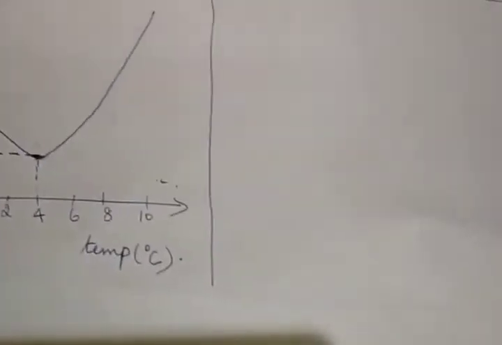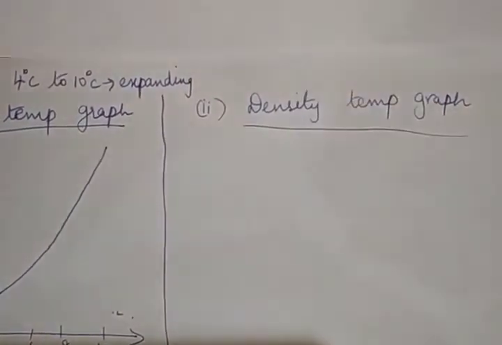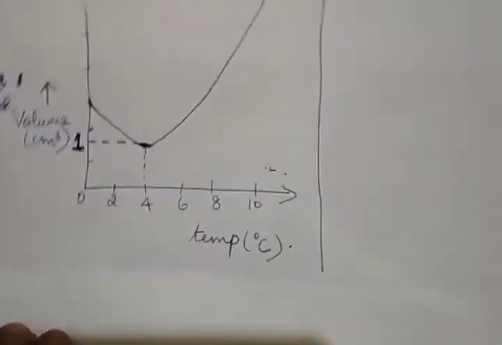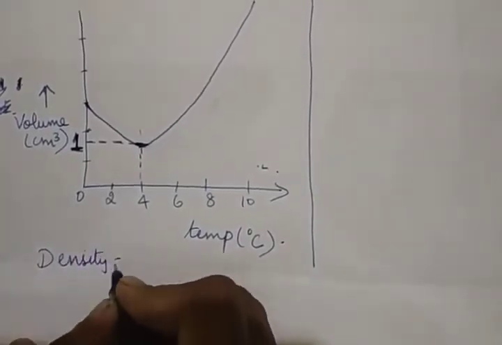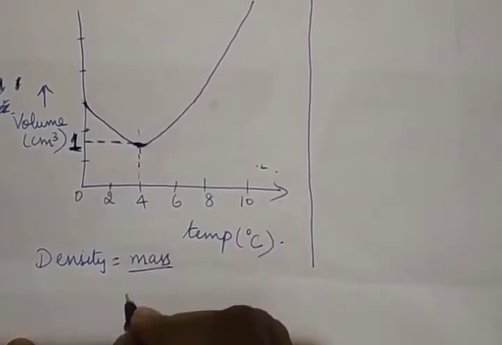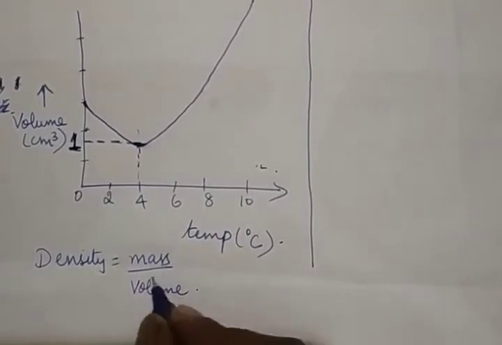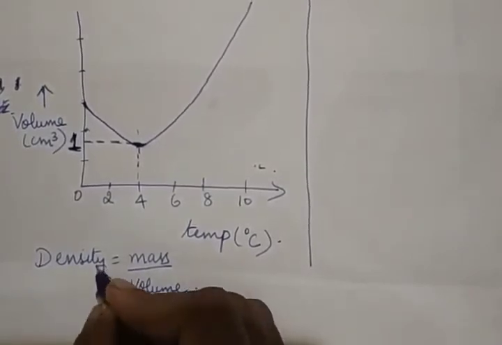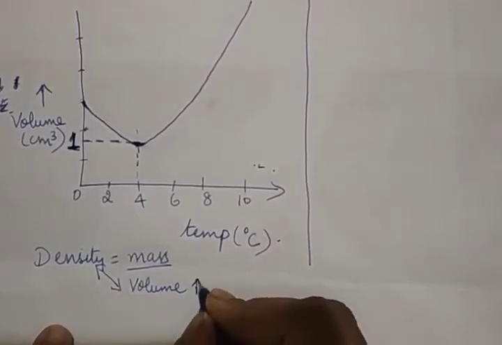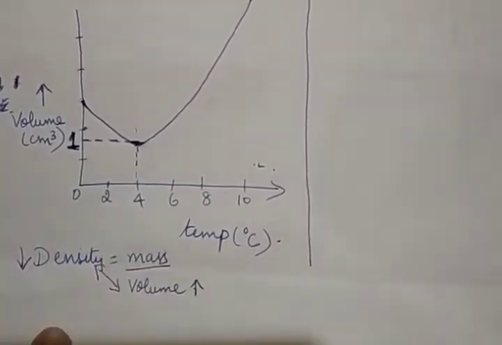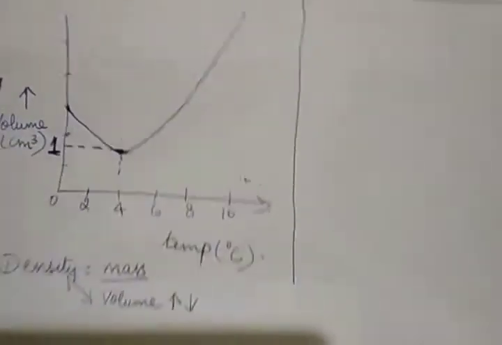Now we go to the density temperature graph. Density temperature will be opposite to it. So you all know the formula for density, mass upon volume. So density and volume are oppositely related. Any body that has more volume will have less density, and a body which has less volume will have more density. They are oppositely related.